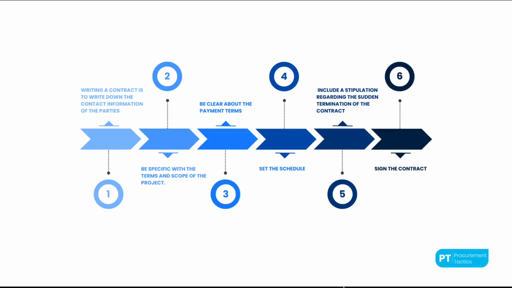Now you know the basics, it's time to have a look at the different steps that come into play. The first step in writing a contract is to write down the contract information of the parties. For a contract to be legally binding, it's important to clearly mention who is bound by the agreement. In other words, you need to provide contact information for all the parties involved.